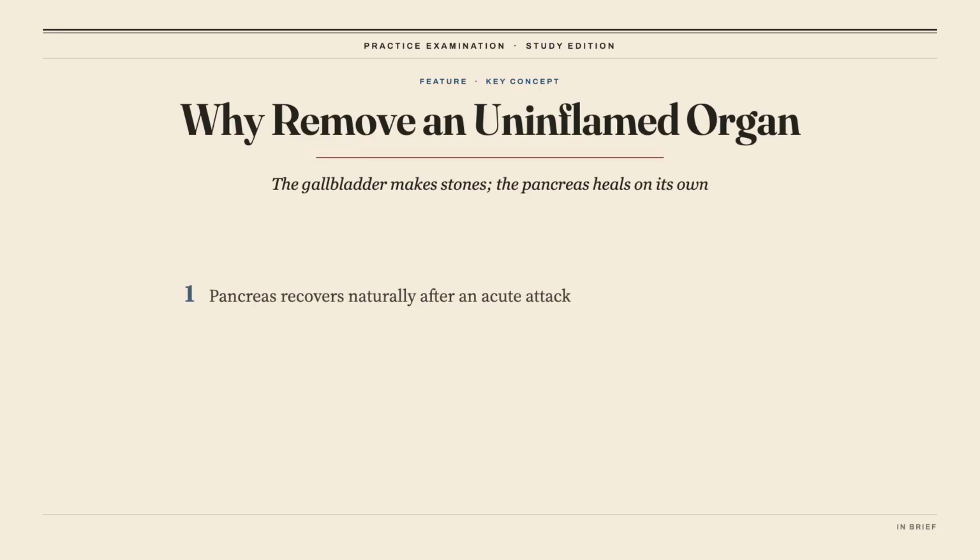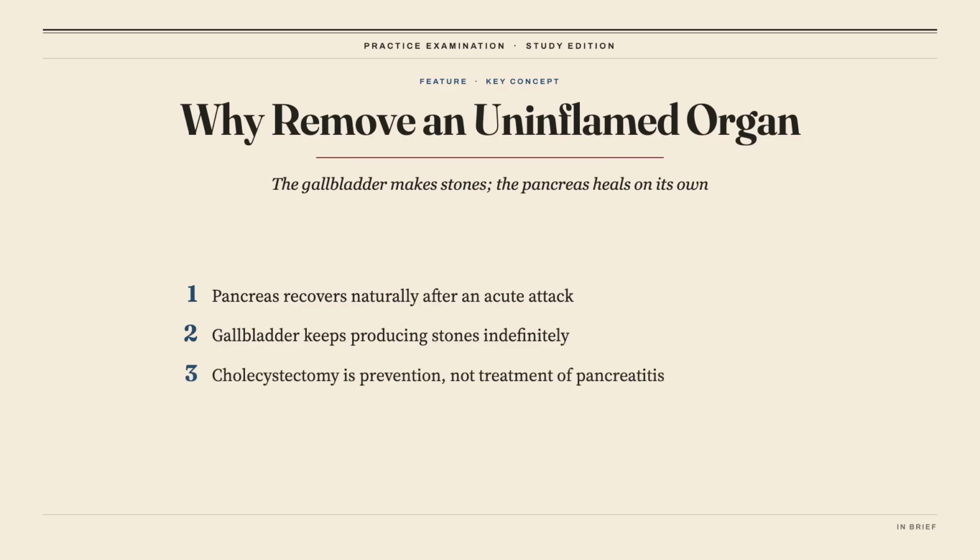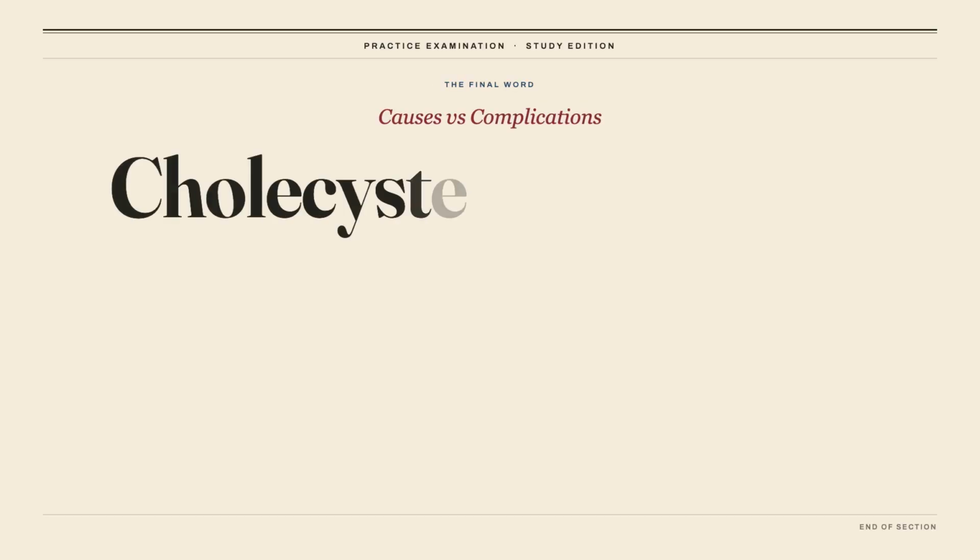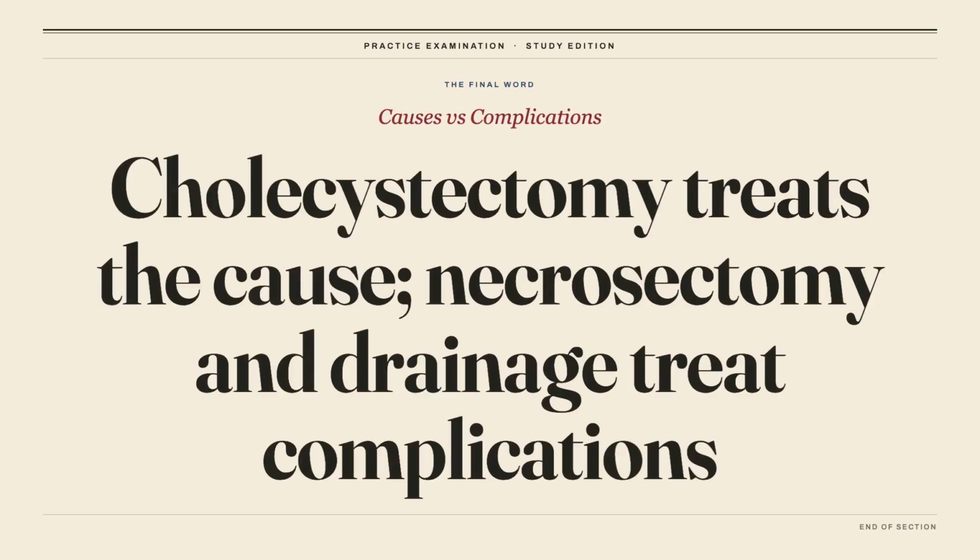Patients often ask why the uninflamed gallbladder is removed while the inflamed pancreas is left alone. The answer is that the pancreas heals on its own, but the gallbladder never stops making stones, so removing it is framed as prevention rather than treatment. Necrosectomy and pseudocyst drainage are easy to confuse with this plan, but they respond to what the disease did: debriding dead tissue or draining a fluid collection weeks later. Cholecystectomy alone responds to what caused it in the first place.